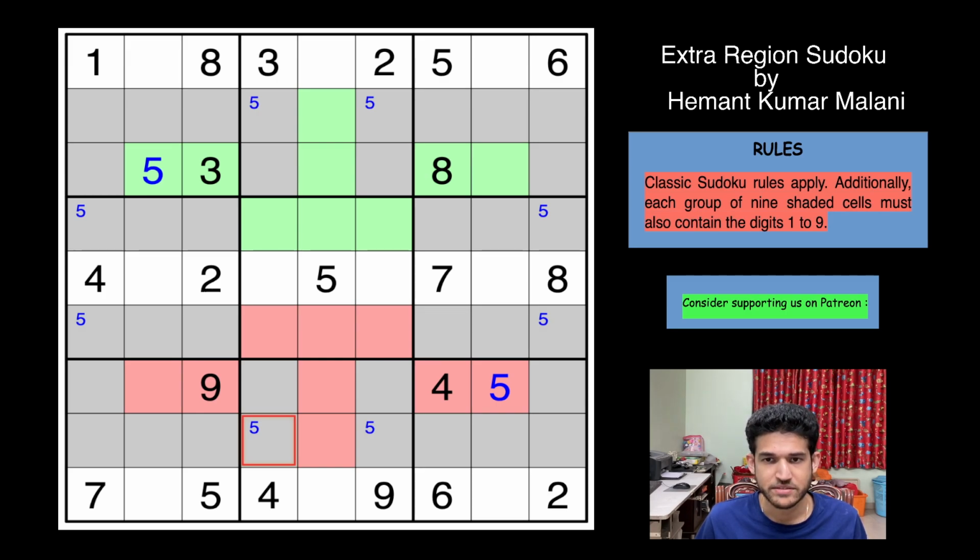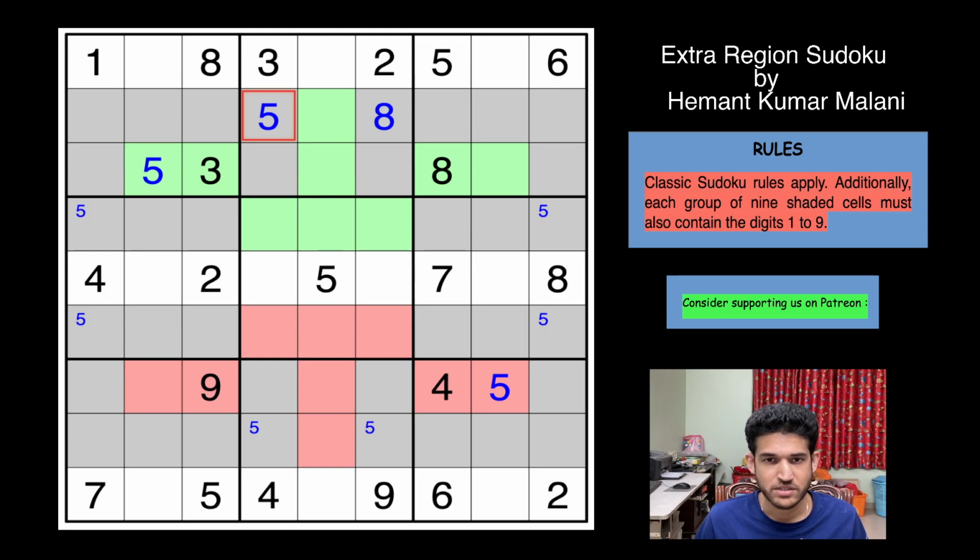Look at this 8. It cannot be in these 3 cells because of this 8. It cannot be in these 4 cells, and it cannot be in this cell, which means this region has exactly 1 cell left to take the 8, and that has to be this one, because all these cells are seen by 8s and cannot be 8s, which means this has to be 8, and that forces the 5.